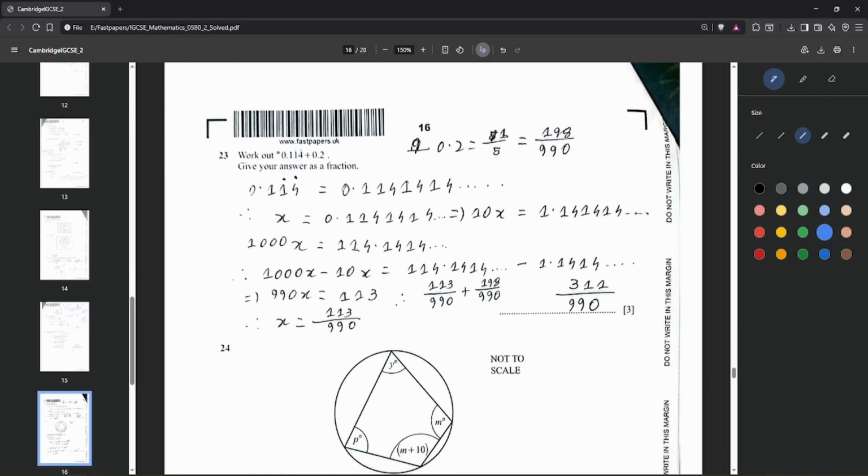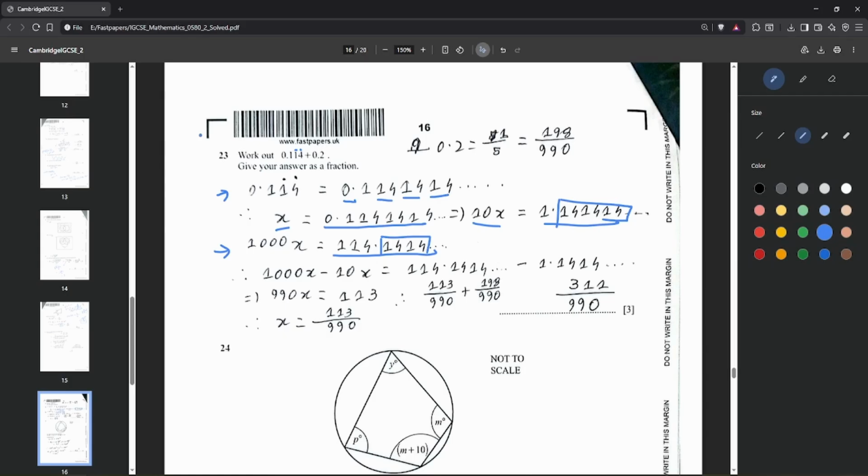All right, coming to the next question, we have work out 0.114 plus 0.2. Give your answer as a fraction. So this is a recurring value, so this means 0.1, and 14 will be repeated. So let's say x is equal to this value, then 10x is equal to 1.14141414, and 1000x is equal to 114.141414. This will be recurring, so the last part is repeating, right? This is the same value for both of the numbers.